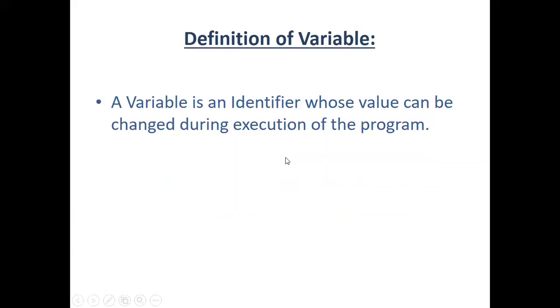Now, the definition of a variable. A variable is an identifier whose value can be changed during execution of the program. Earlier I wrote A is equal to 1, and after that I wrote A is equal to 10. So its value can be changed during the execution of the program, right?